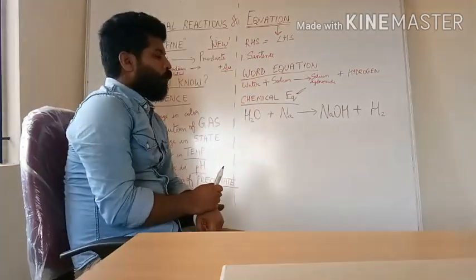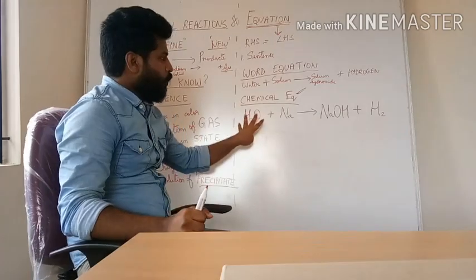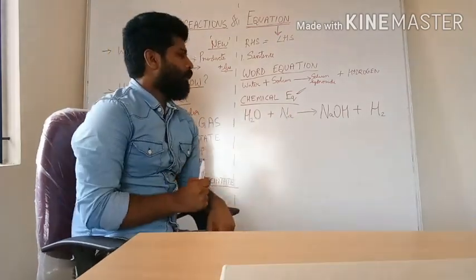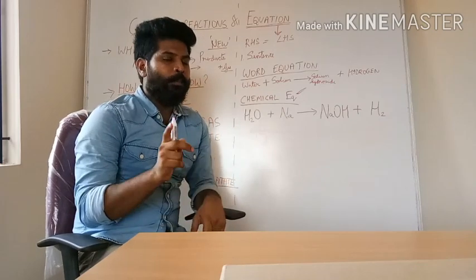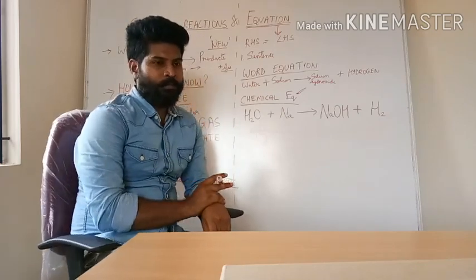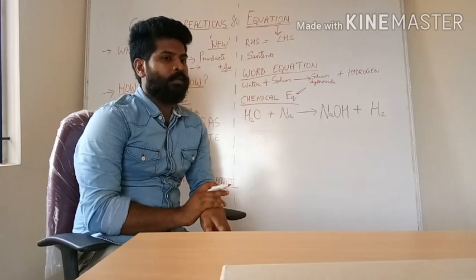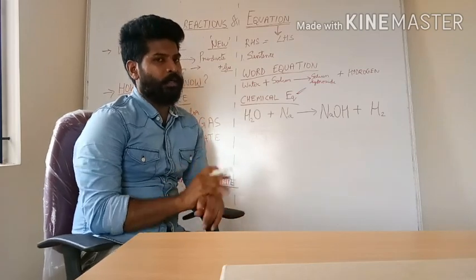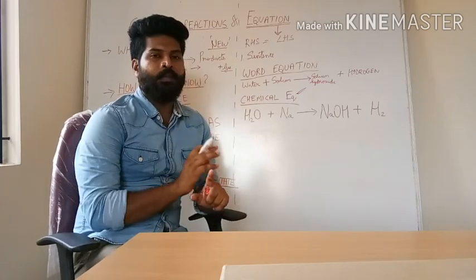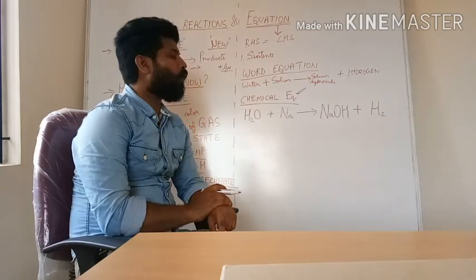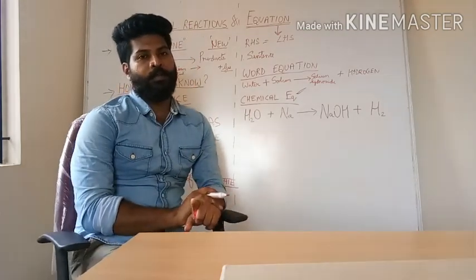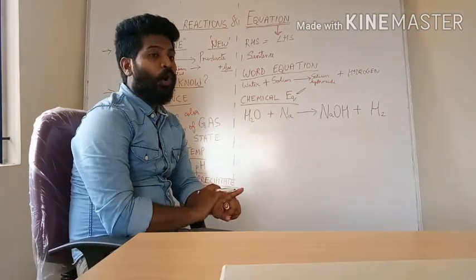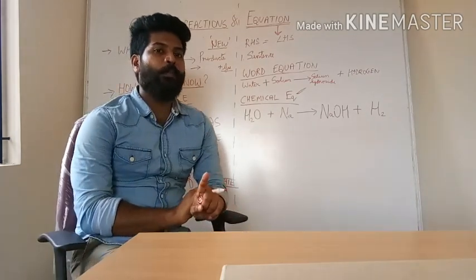Okay? Right. Now, if you observe this chemical equation that we have written, it is not complete. It is partially right. Why? Why is this equation not complete? Why is this partially right? Because of the law of conservation of mass.